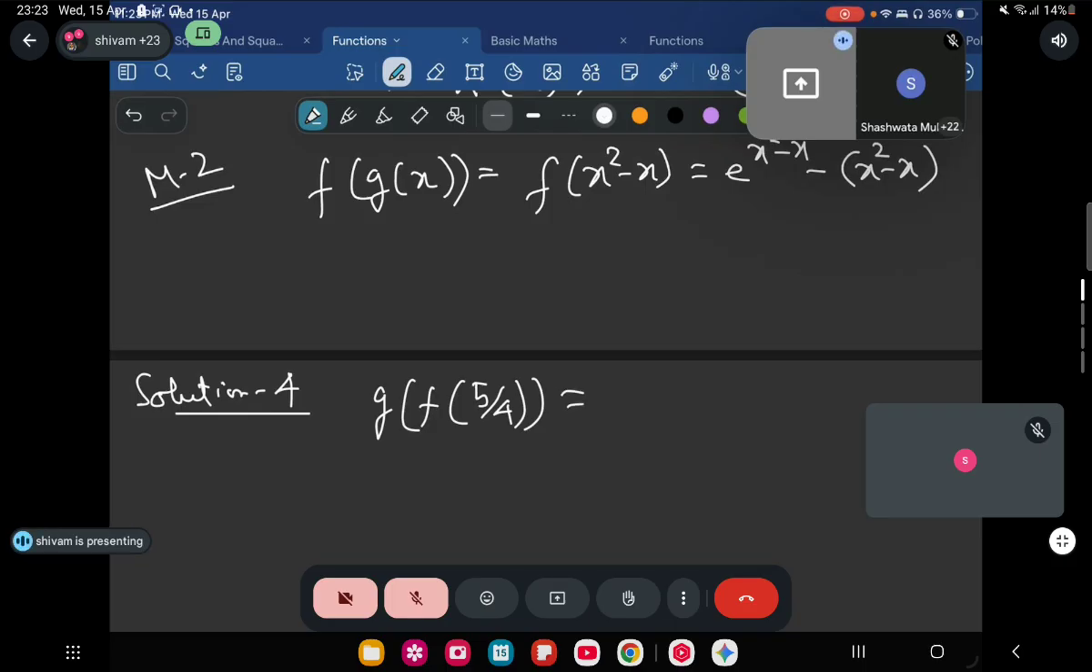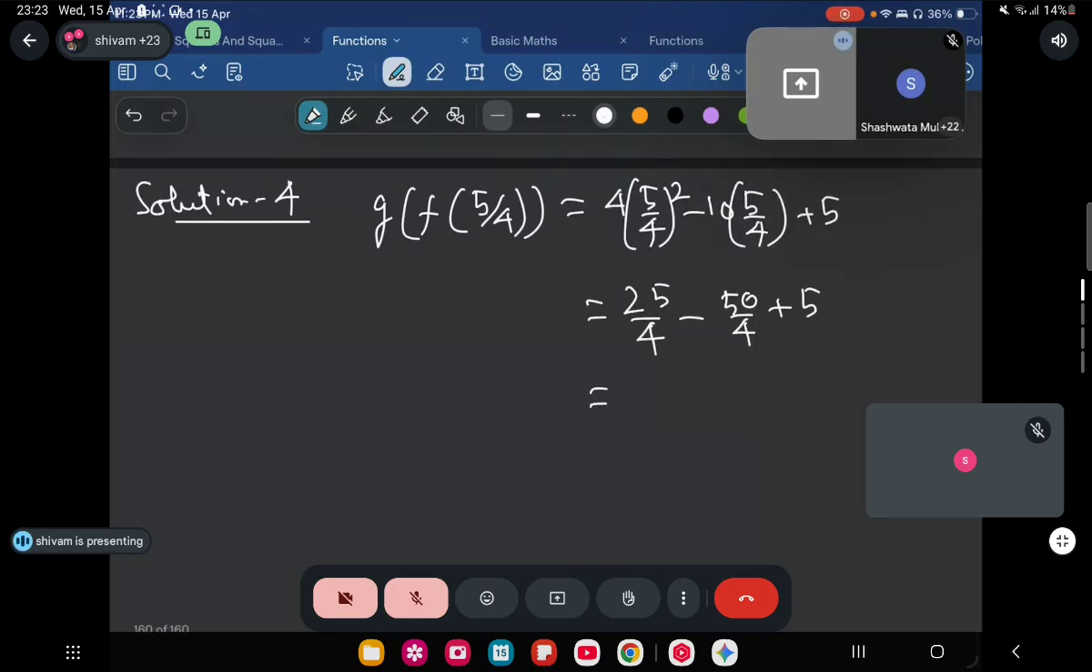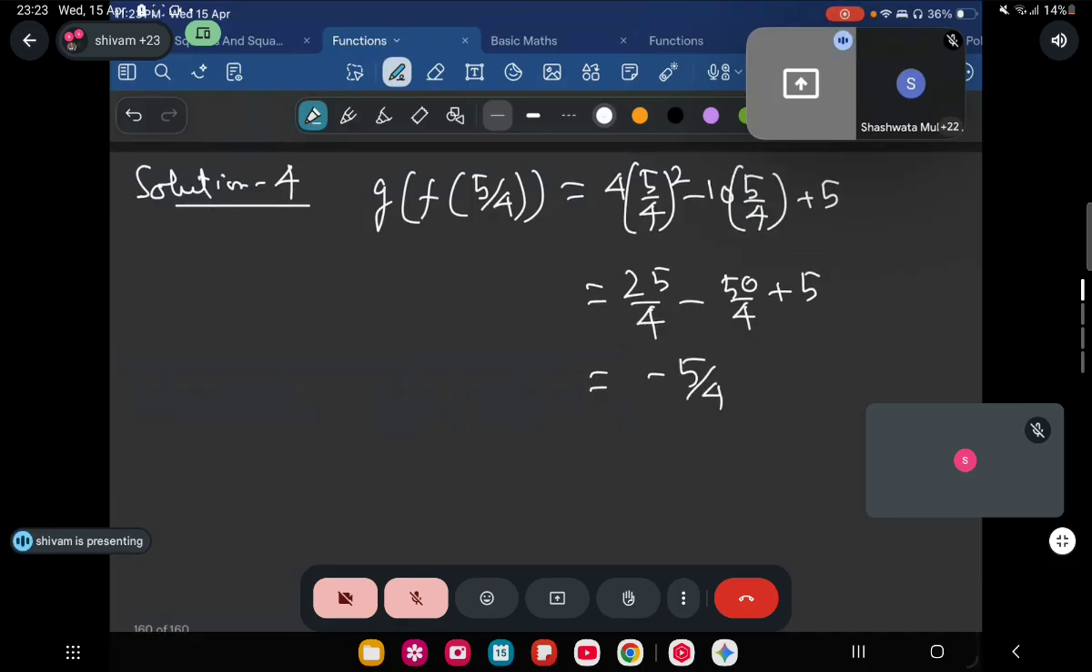This will be equal to 4 into 5 by 4 whole square minus 10 into 5 by 4 plus 5. This will give us 25 by 4 minus 50 by 4 plus 5. That gives us minus 5 by 4. Now see, g of f of 5 by 4 is equal to minus 5 by 4.